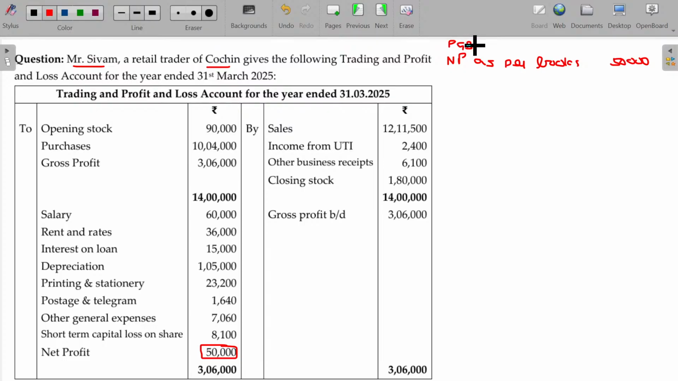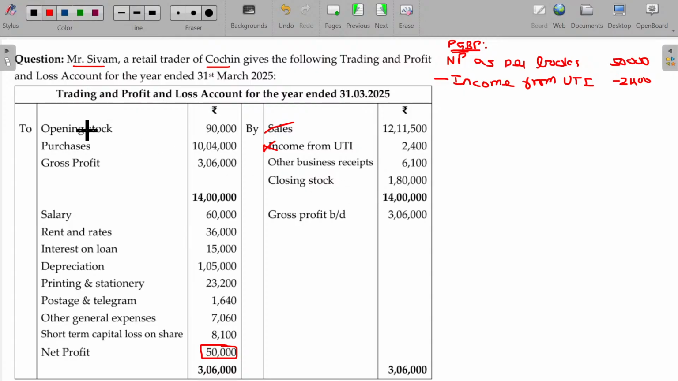Computation of PGBP. On the credit side, sales okay. Income from UTA is not part of business income. You invested in UTA, and any returns from UTA are nothing but income from other sources. Income from UTA, 2,400, should be subtracted. Other business receipts, I am not sure. Closing stock, everything is okay.